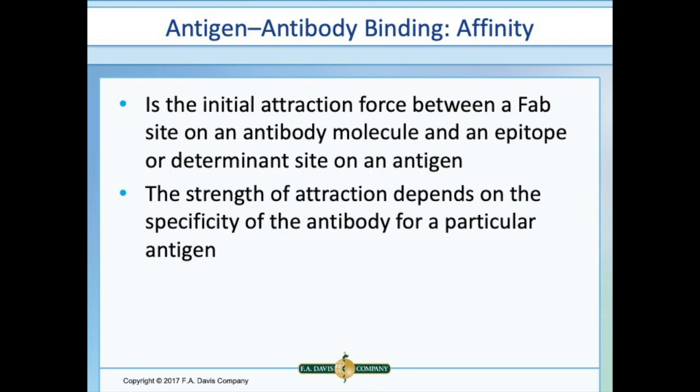And of course, an epitope is found on the surface of the bacterial cell. But not only on the surface of the bacterial cell; when we say epitope, it is generally found on the surface of the antigen. Now, what we are measuring in affinity is the actual strength of attraction, and this depends on the specificity of the antibody for a particular antigen. So, the initial force of attraction between the antibody and the antigen is called affinity.